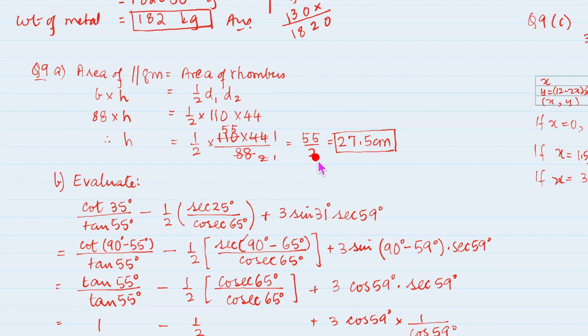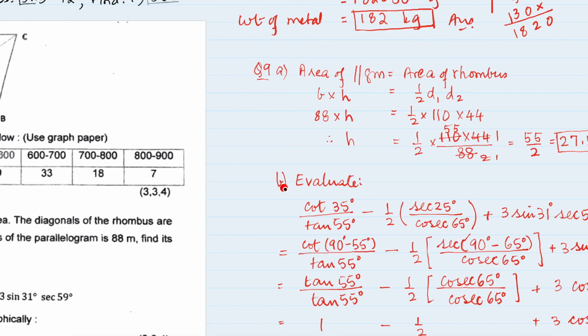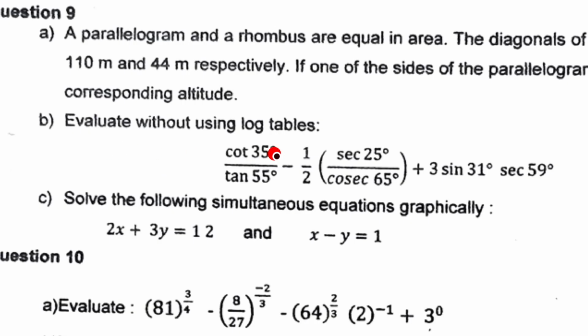Now let us come to 9b. You can already see the solution I've written. Let's look at the question. Evaluate without using the log tables. Now without using the log tables means don't open the log book and look for cot 35 or tan 55. We have to use the property of the complementary angles.